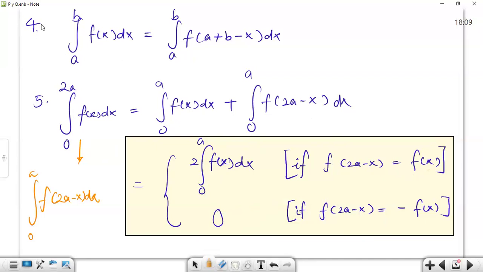Is this property clear? Fifth one? Yes, sir.